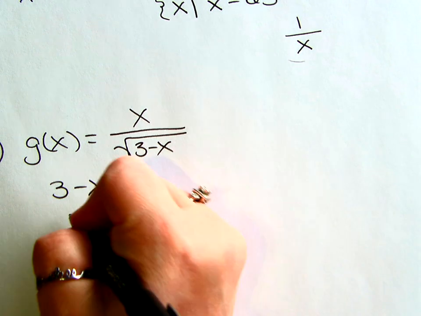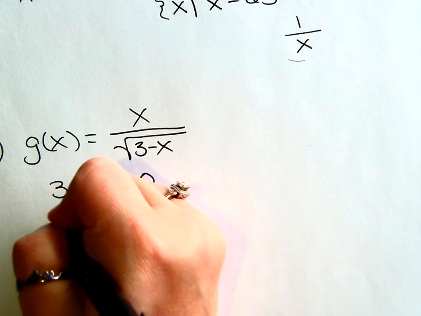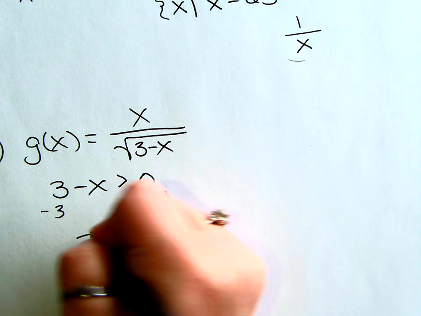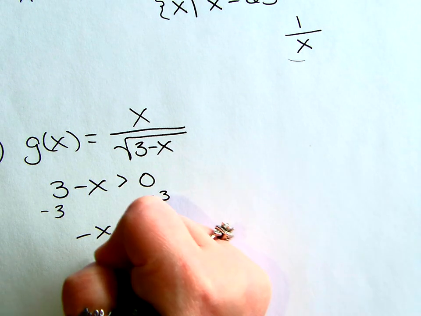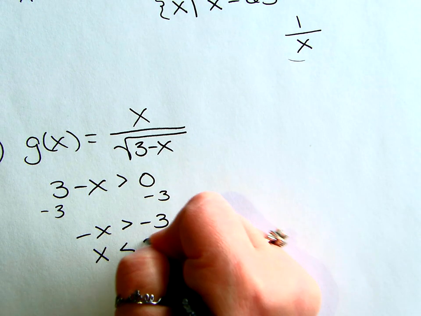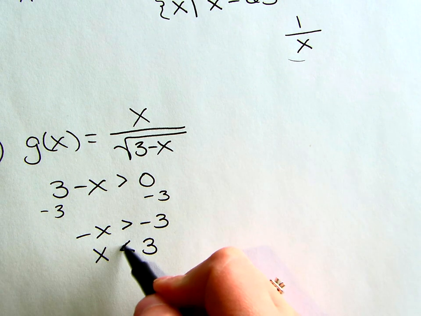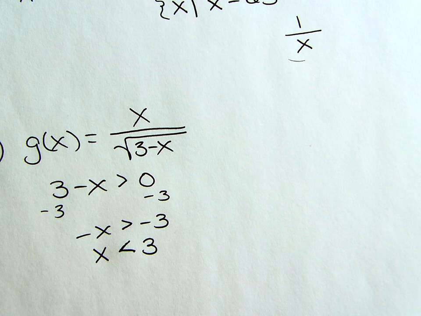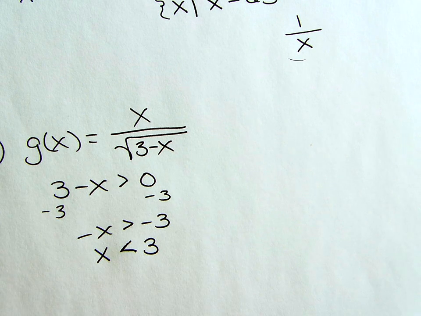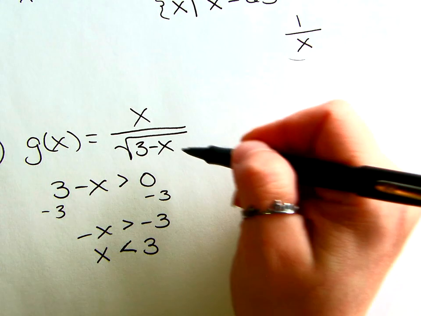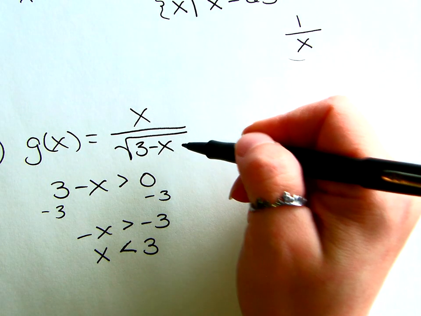So you can do it multiple different ways. Subtract the 3. Multiply by the negative 1 and flip that sign. Or you could have just moved the x over and then flip it around. So we have x is less than 3. As long as x is less than 3, then we will stay away from 0 and we stay away from negatives under our radical.